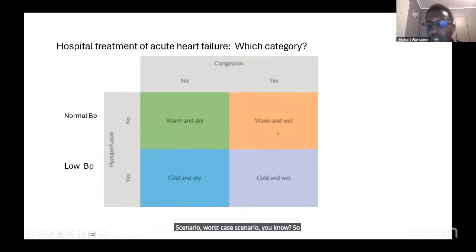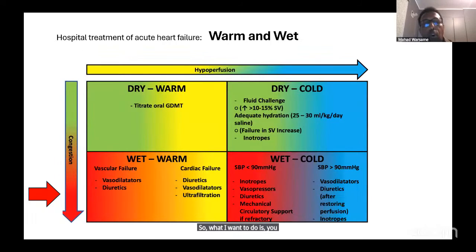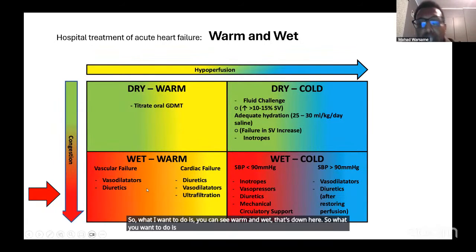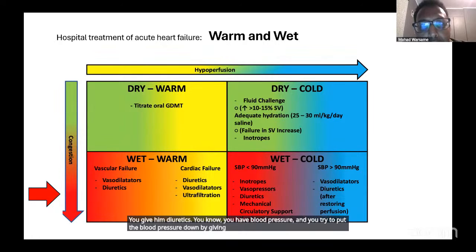So in this patient, he's not in the worst case scenario. What I want to do is, you can see warm and wet, that's down here. So what you want to do is, you have to give diuretics. You have to transport the patient to ICU. You give him diuretics. You have blood pressure, and you try to put the blood pressure down by giving vasodilators.